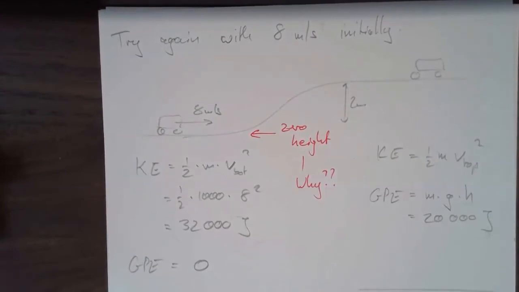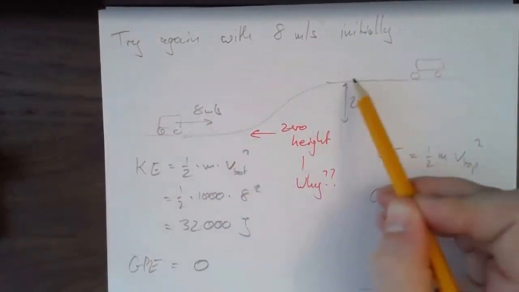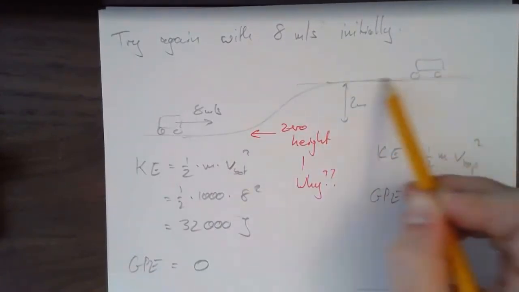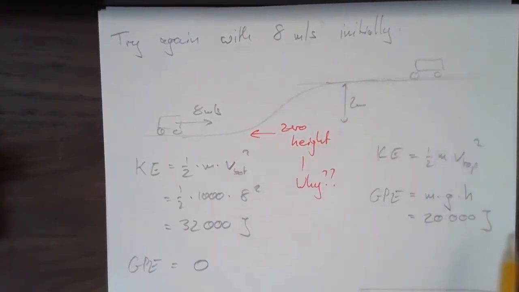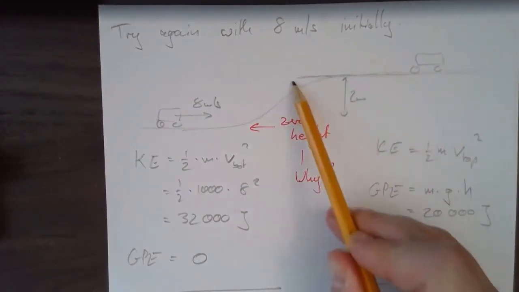Could we have picked, this is our 0 height, maybe it's in some kind of ditch, right? And 0 height is here. This is like my flat ground, my reference height. Yes, we could have done that too. We could have picked this as our 0 height.